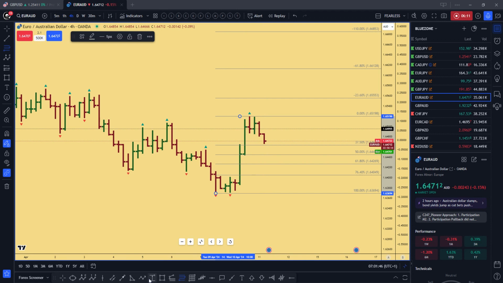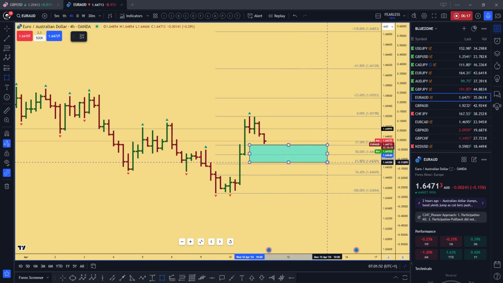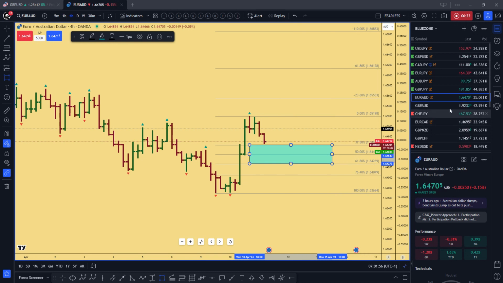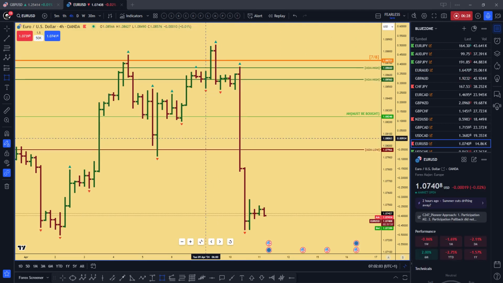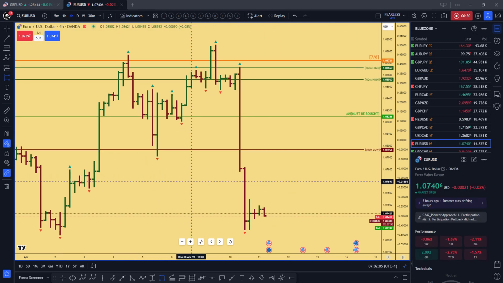So the zone of engagement for this one will be here. We have to watch out how the price is going to react inside this area. Next one I want to look at is the euro US dollar. Look at that.